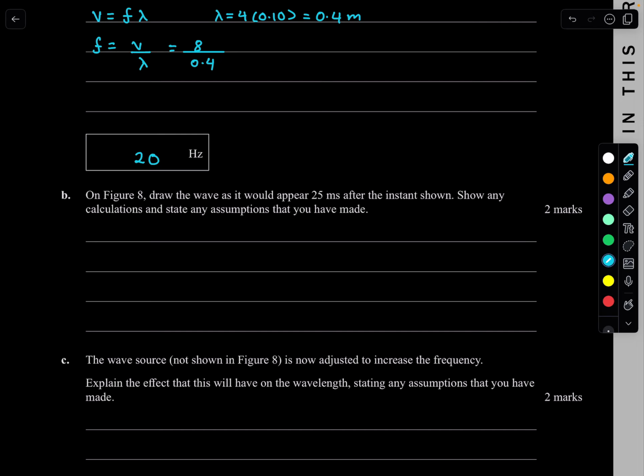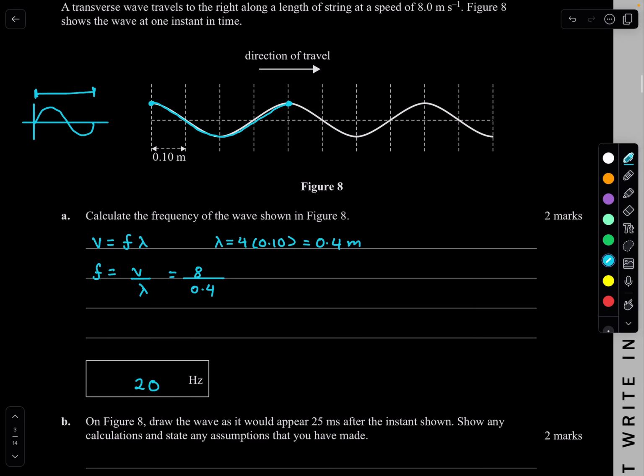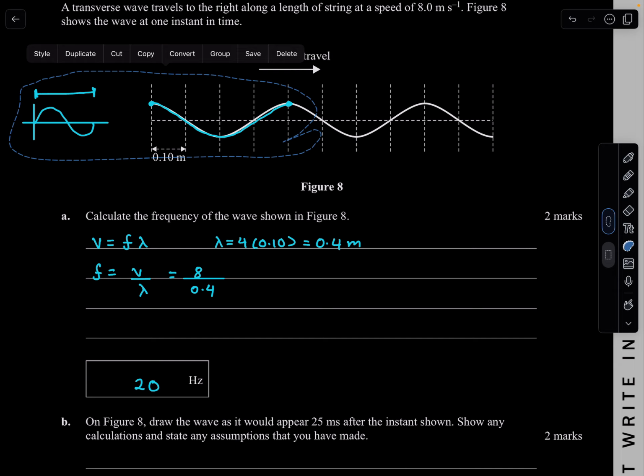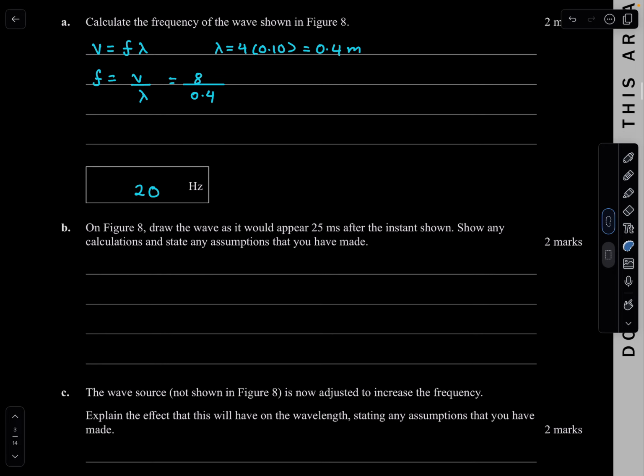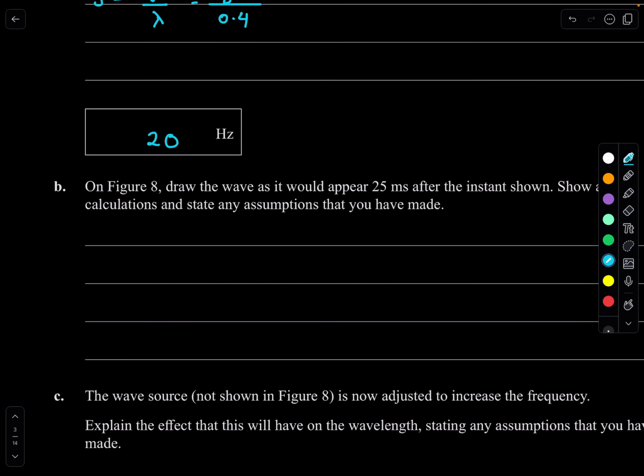Next question. On figure 8, draw the wave as it would appear 25 milliseconds after the instant shown. Show any calculations and state any assumptions that you have made. Alright, let's have a look at this. If they've given me the time, I really want to try to calculate the period, because I think that would very much help me in seeing how the shape would look. So if I can calculate the period, what would the period be?